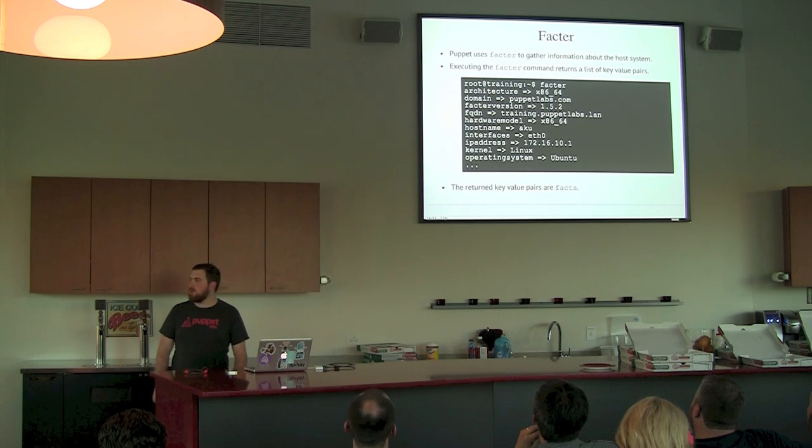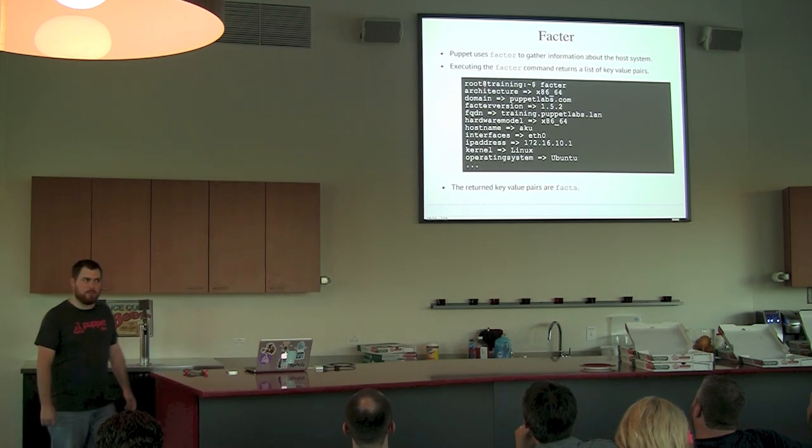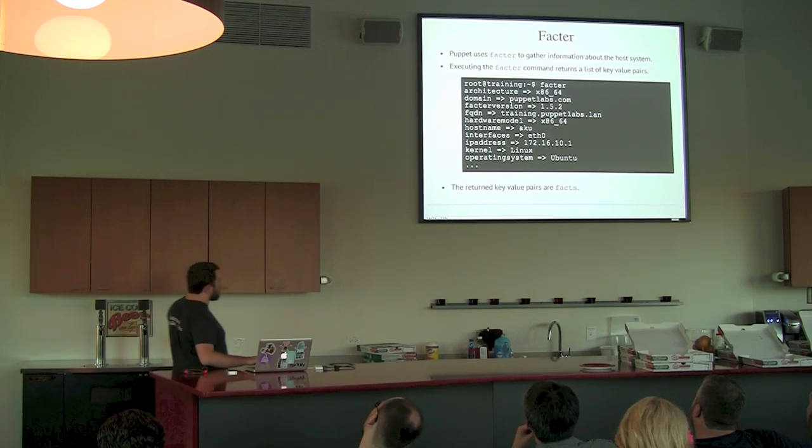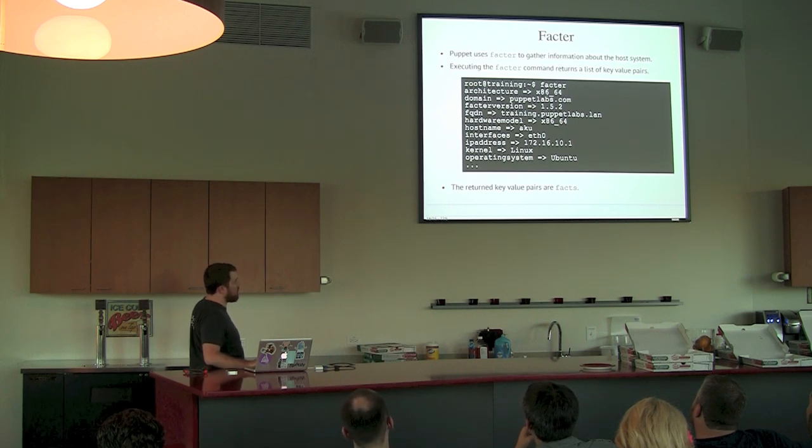Here is some example output of Facter, if you've never seen Puppet Facter before. It's just key value pairs of something about my system and the value about it.